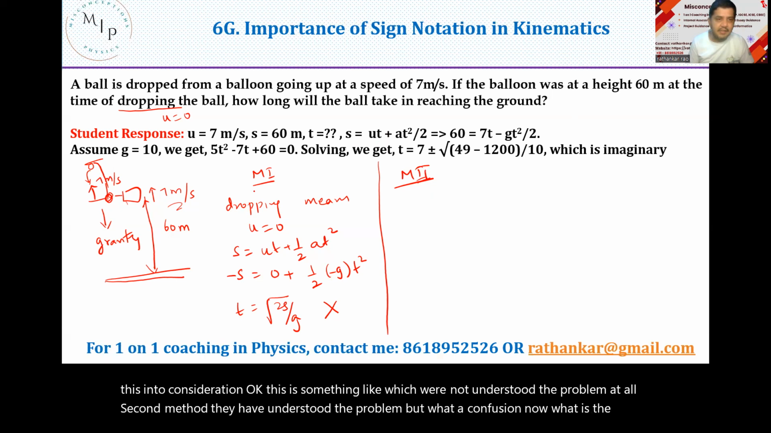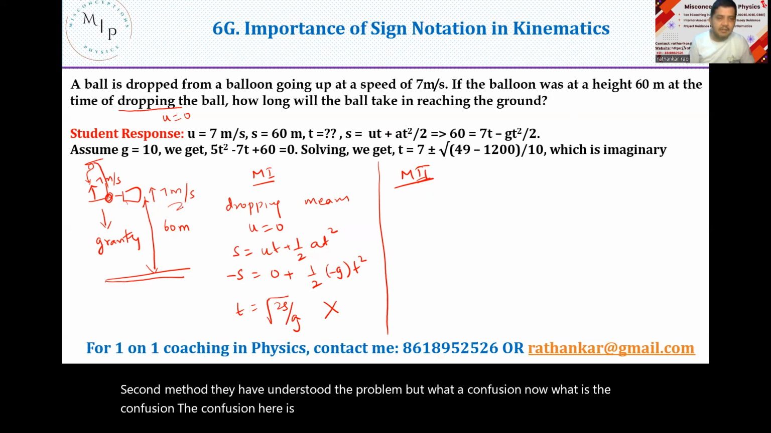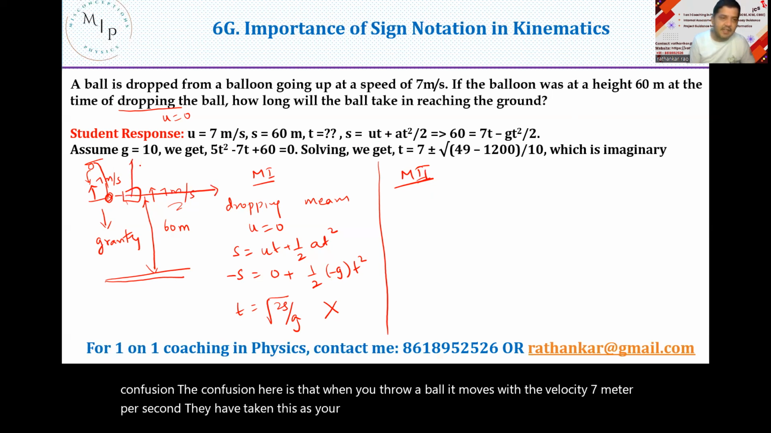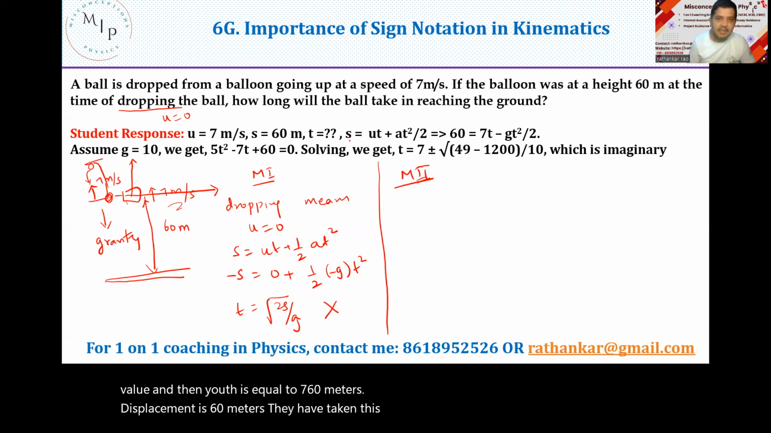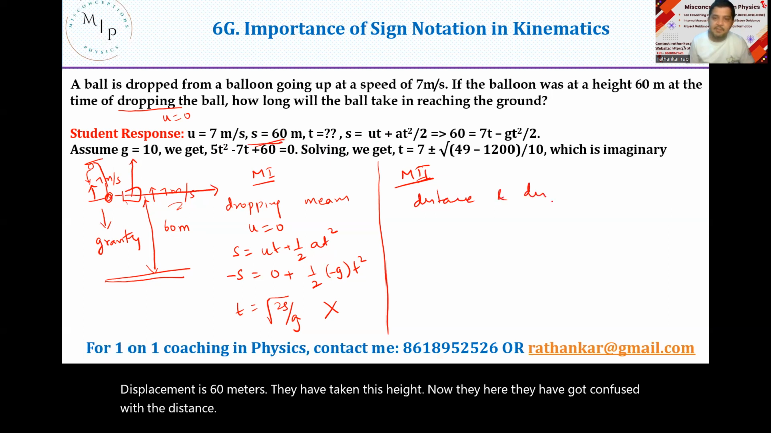The confusion here is that when you throw a ball, it moves with a velocity of 7 meters per second. They have taken this as the origin and this as the vertical y-axis. They have taken this value, and then S is equal to 60 meters. Displacement is 60 meters. They have taken this height. Now here they have got confused with distance and displacement.